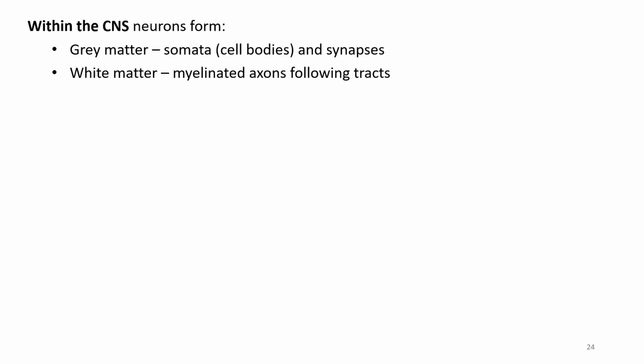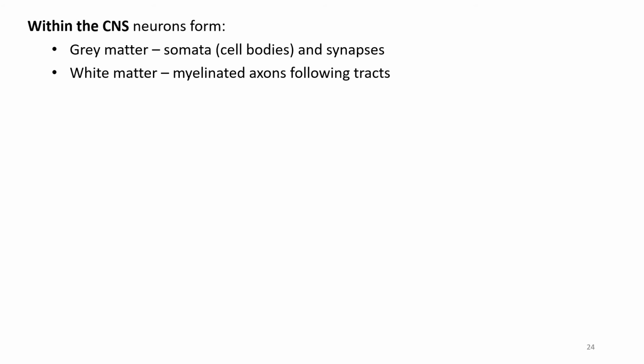Within the central nervous system, neurons form two types of tissue differentiated by colour. We have grey matter. I'm sure you've all heard that. Why don't you use your grey matter? Grey matter is the cell bodies, the somata. Soma singular is the cell body of a neuron. Somata is plural, cell bodies of the neurons, and also their synapses with other neurons. So the grey matter is really where it all happens.